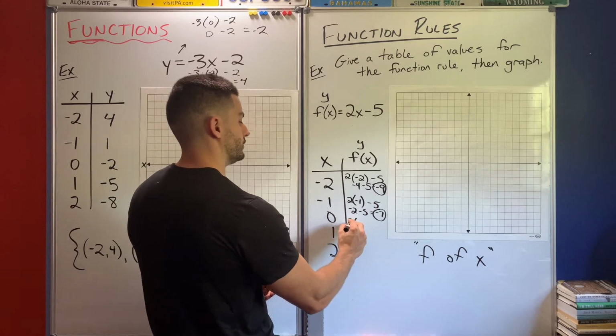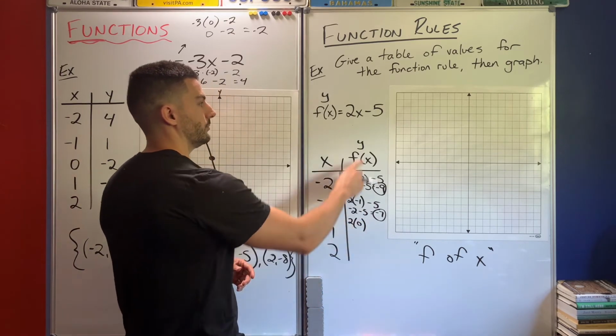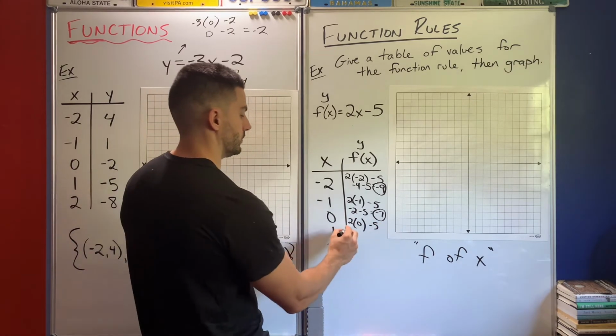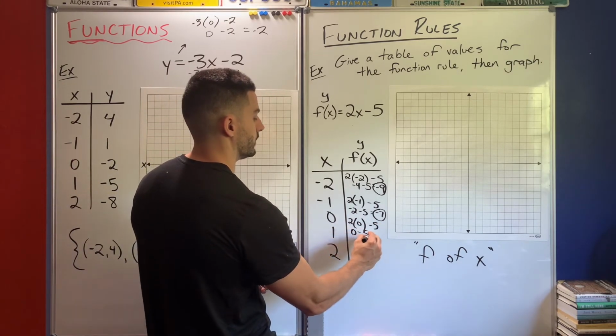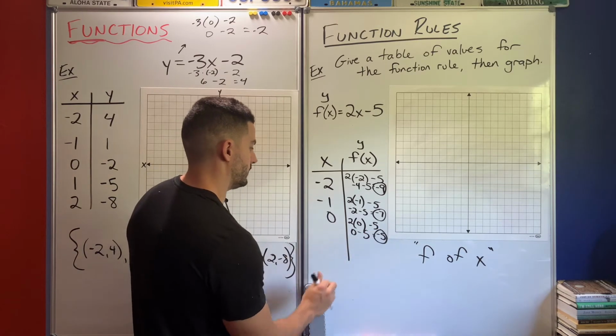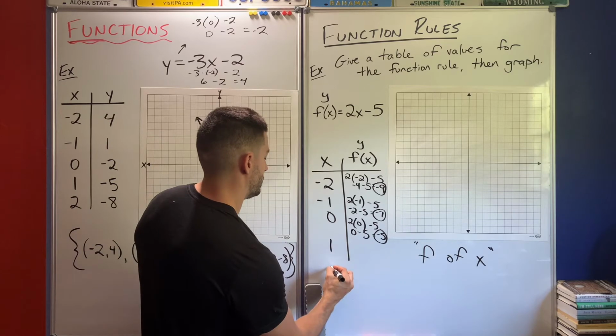Same thing, I plug in 0 for x. So 2 times 0 minus 5. So 2 times 0 is 0. 0 minus 5 is negative 5. So now I plug in 1. Let me move these down a little bit. Plug in 1 and 2.